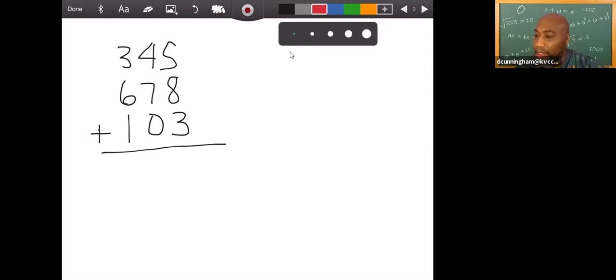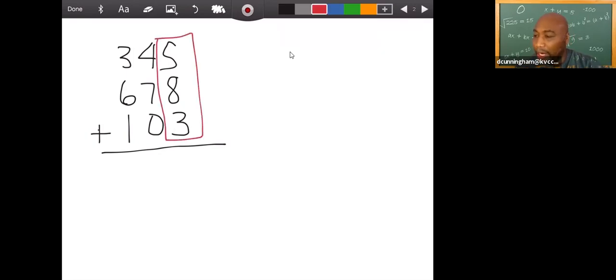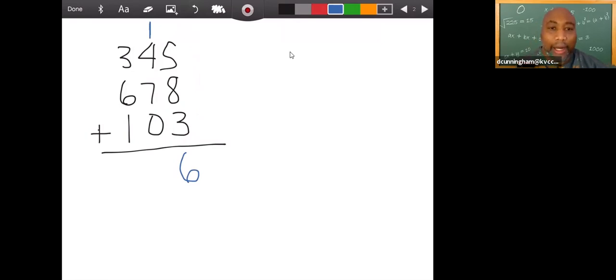Again, we're going to start with the ones place value, which is right here, and add those values. So let's look at it. We have 5 plus 8, and 5 plus 8 is 13, plus another 3 is 16. In our case, we'll put the 6 here, and the 1 will go into the next place value, which is the hundreds. Again, look at the blue numbers.